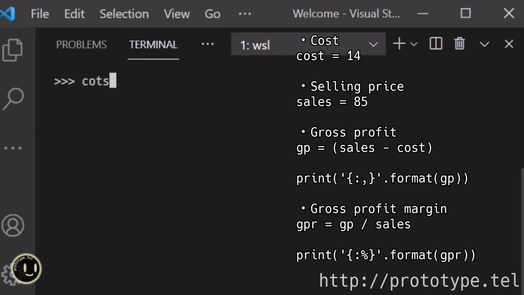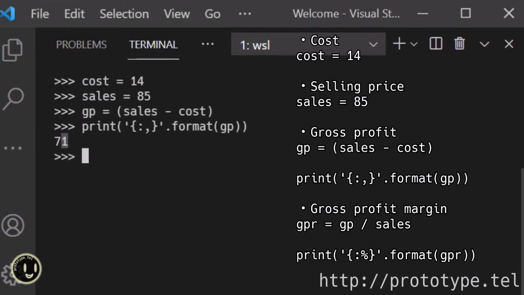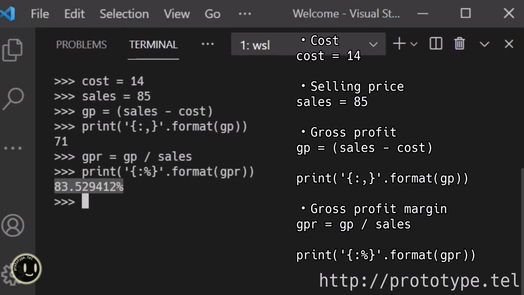Explain percentages. Percentages are often used mainly in machine learning. I will explain the gross profit amount and the gross profit rate as an example. You can see that if you buy a product at a cost of 14 and sell it at 85, the gross margin is approximately 83%.